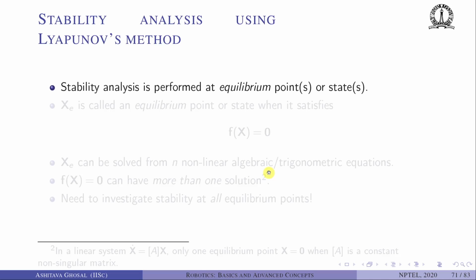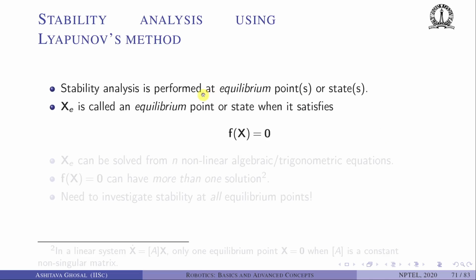So what did Lyapunov say? He said that the stability analysis is to be performed at what are called equilibrium points or states. Okay, so what is an equilibrium point? Xe is called an equilibrium point or state when it satisfies f of x equal to 0. So basically x dot is 0.